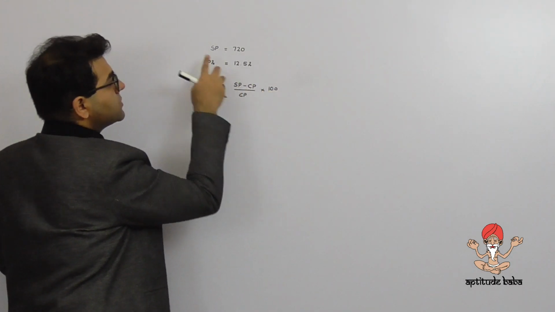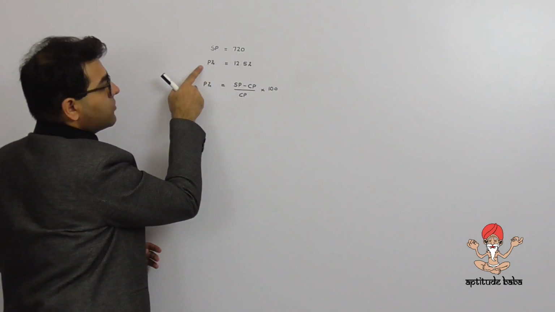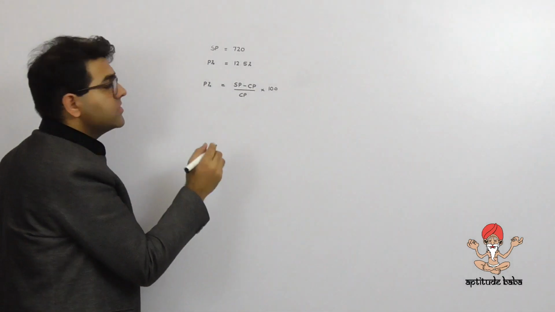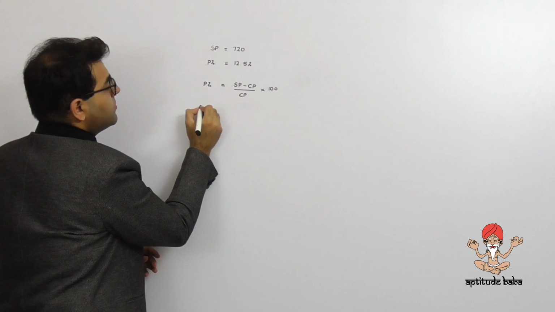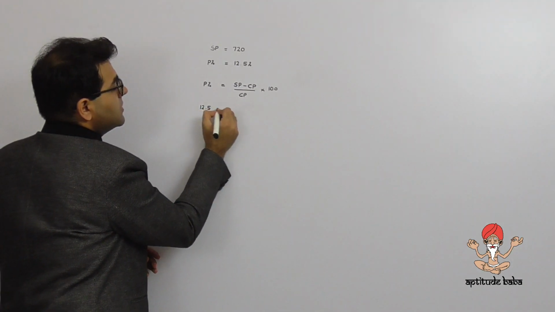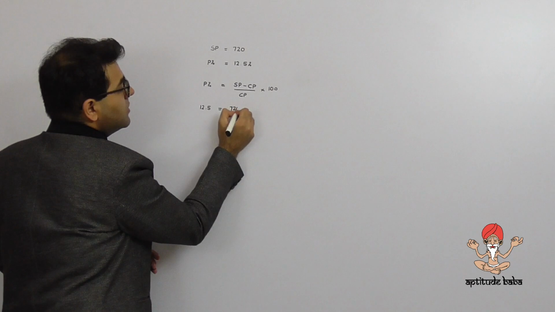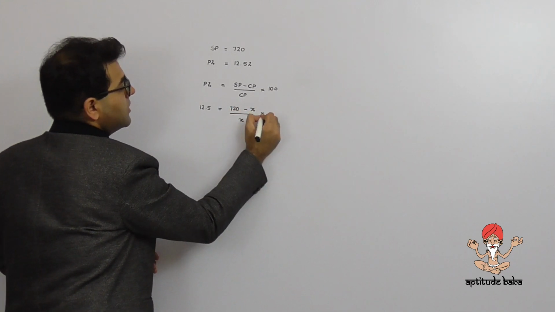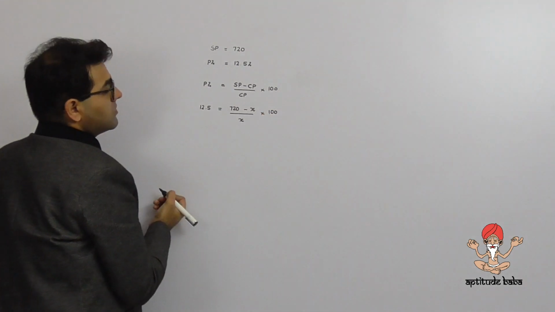इस क्वेश्चन में मुझे SP दिया हुआ है, प्रॉफिट परसेंटेज दिया हुआ है लेकिन सीपी नहीं दिया हुआ. Let us assume the cost price to be x. So can I say profit percentage is 12.5, selling price is 720, cost price को मैंने x suppose कर लिया. So this is what the formula should look like. इसको सॉल्व किया जा सकता है.